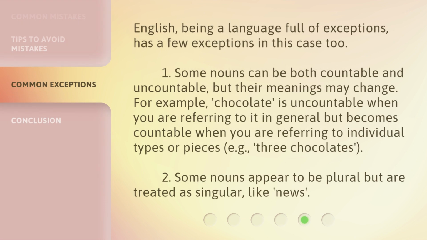English, being a language full of exceptions, has a few exceptions in this case too. 1. Some nouns can be both countable and uncountable, but their meanings may change. For example, chocolate is uncountable when you are referring to it in general but becomes countable when you are referring to individual types or pieces, e.g., 3 chocolates. 2. Some nouns appear to be plural but are treated as singular, like news.